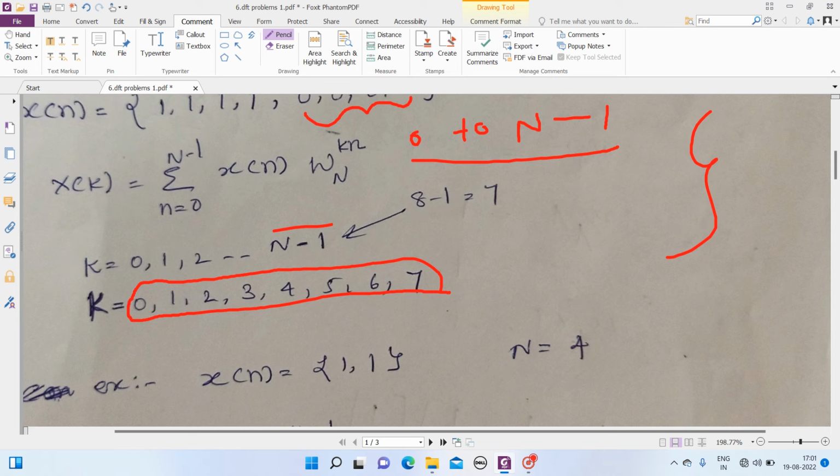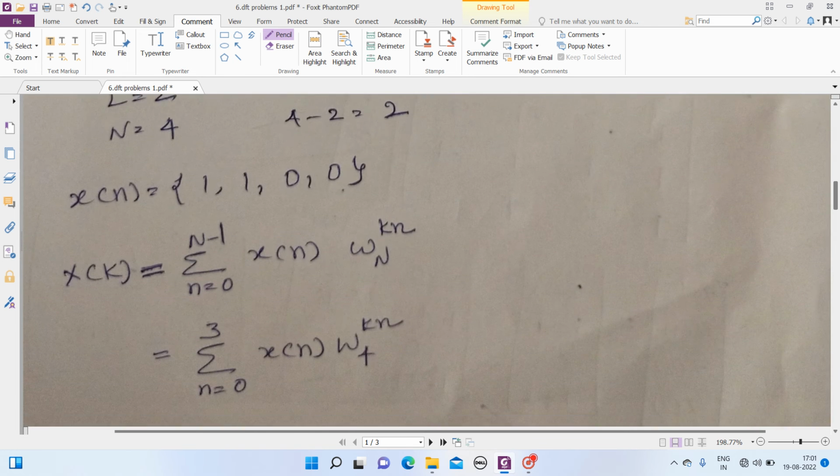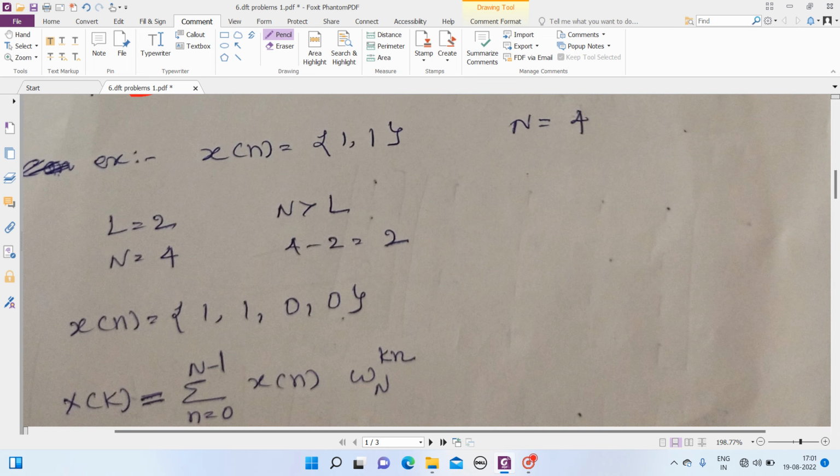So here I am not going to solve this problem, I have just given the basic ideas, but I will solve the problem for 4 point. Just follow the same procedure to calculate for 8 point. Here I have taken a small sequence, x of n is equal to 1 comma 1, so 0 1, right? So the capital L is equal to 2, right?